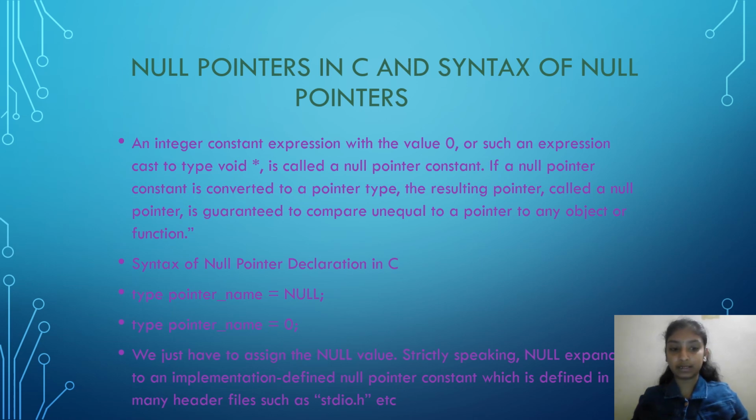Syntax of null pointer declaration in C. Type *pointer_name = NULL; or type *pointer_name = 0; we just have to assign the null value. Strictly speaking, NULL expands to an implementation-defined null pointer constant, which is defined in many header files such as stdio.h, etc.